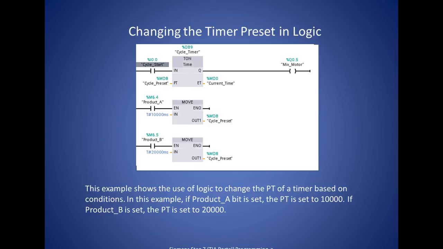One more example of using the tags in a timer data block. Here we're modifying the value in the cycle preset, which is what we've named the PT tag in this example. So we're using the move command. Whenever product A input is true, we're going to move this value into the cycle preset tag. So when product A input is true, then the preset for our timer will be 10 seconds. And when product B input is true, then the preset time for our timer is going to be 20 seconds.